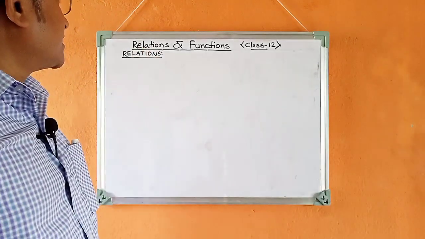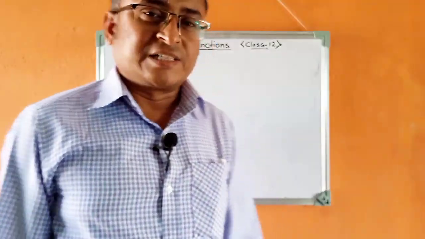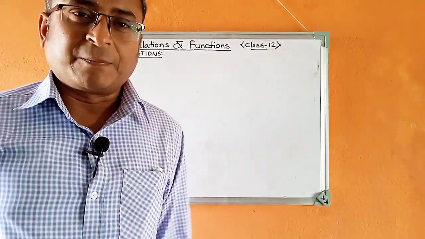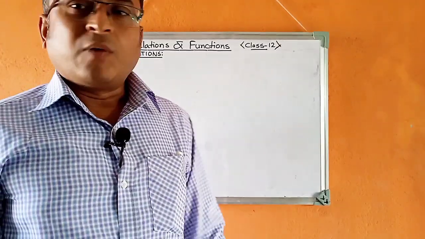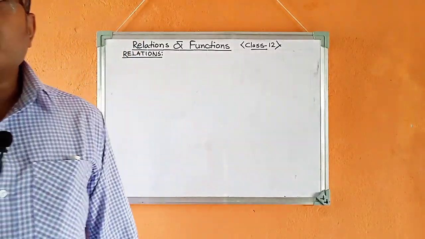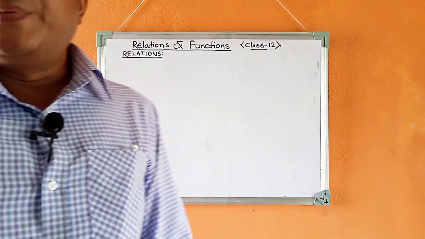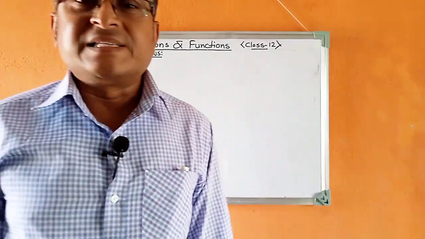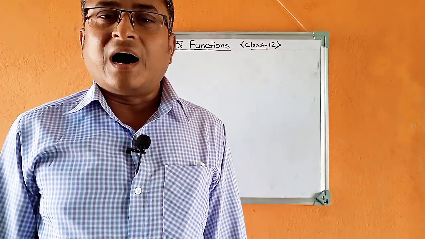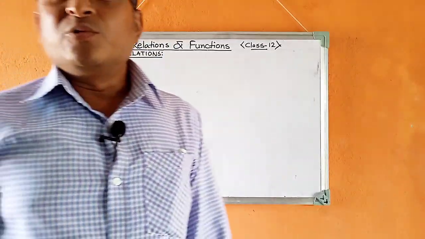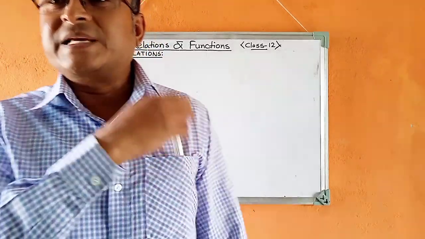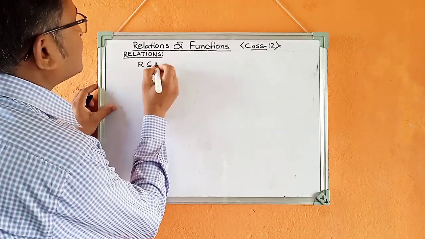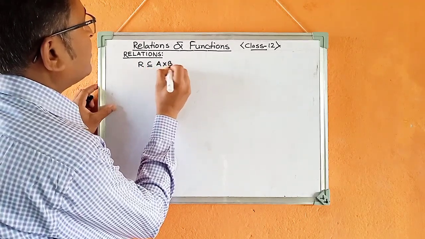Today we will discuss relation and functions. Today we will discuss relation, a class 12 chapter. First of all, what is relation? A relation on sets A and B: let A and B be two non-empty sets. Then a relation R from set A to set B is a subset of A cross B. That is, relation R is a subset of A cross B.